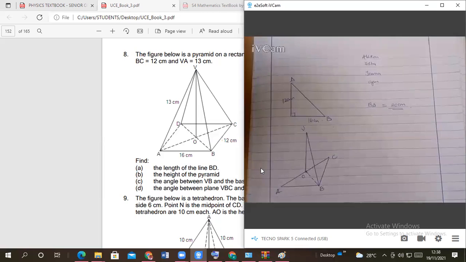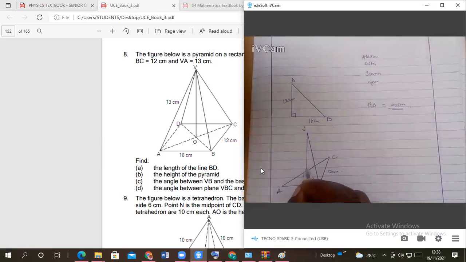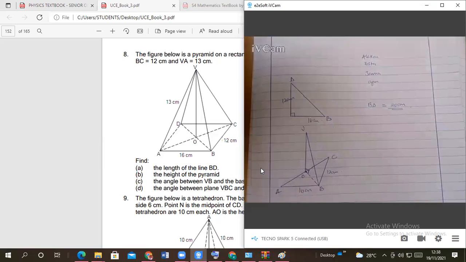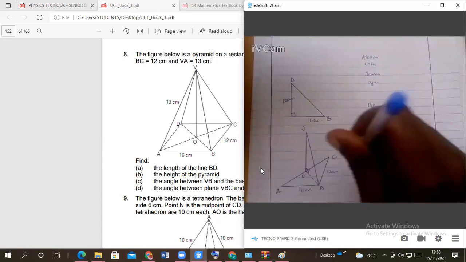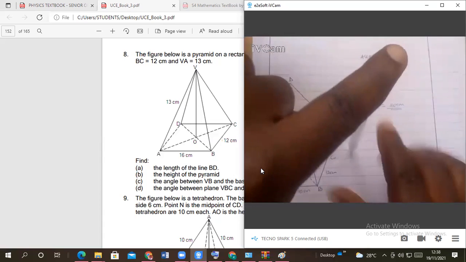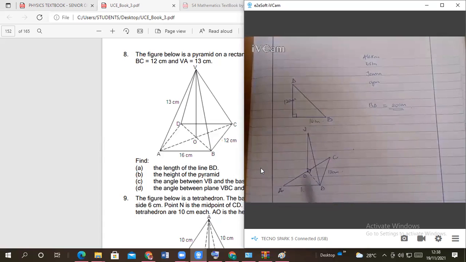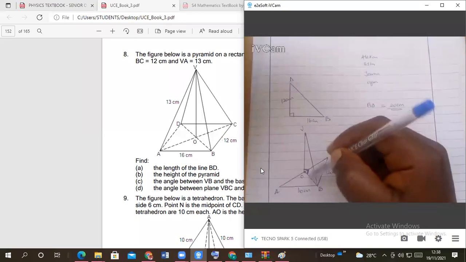If this was 60 centimeters, then this one was 12 centimeters, and this angle here is 90 degrees, because any point on this line is perpendicular to the base. Triangle ABC is part of the base. So here it is 90 degrees.